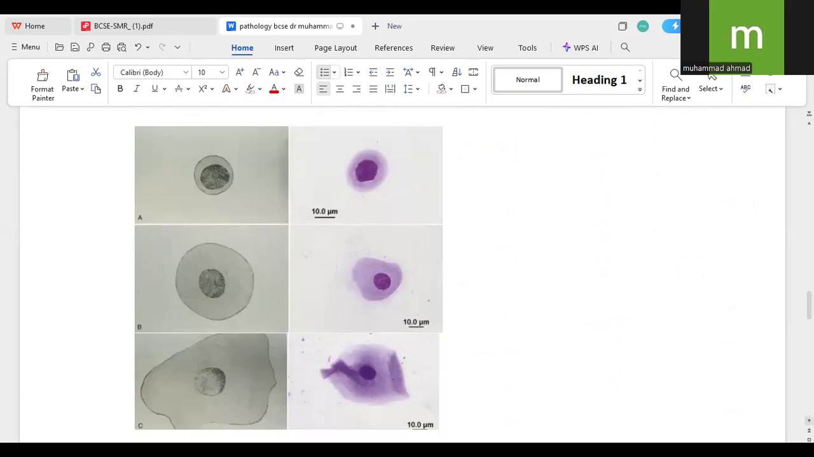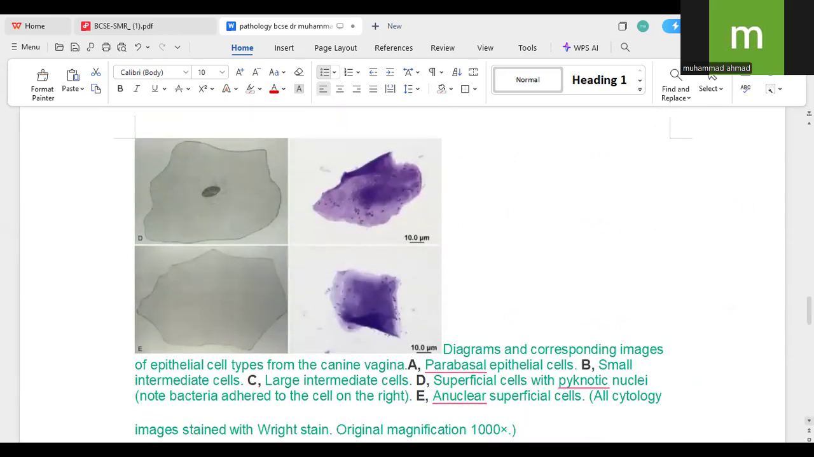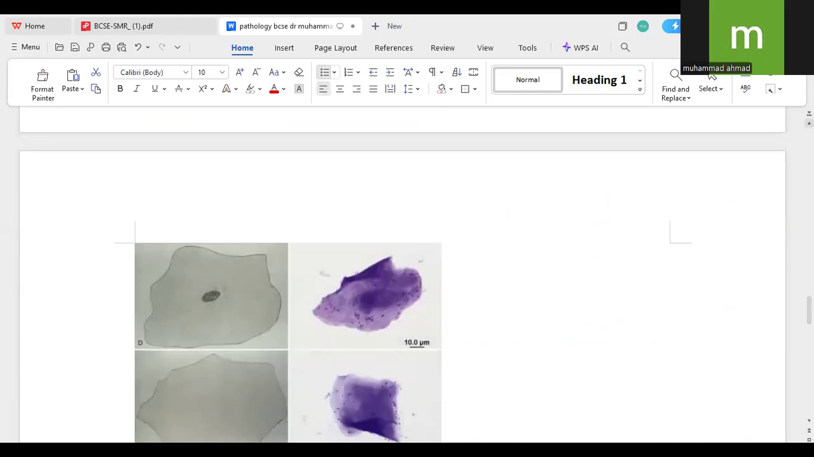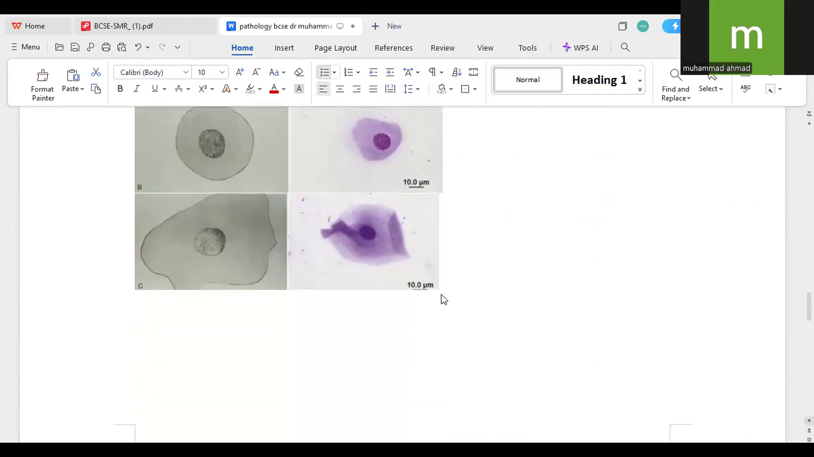These are different cells. The first one is parabasal, intermediate, and large intermediate. Okay, this is the parabasal cell. Letter B is intermediate, and letter C is also intermediate.